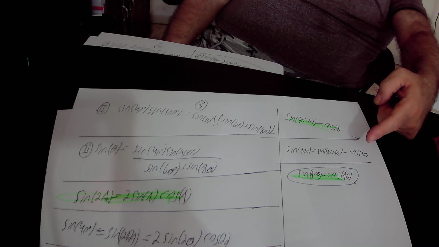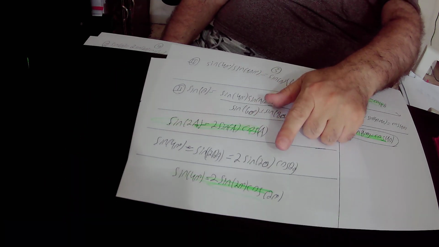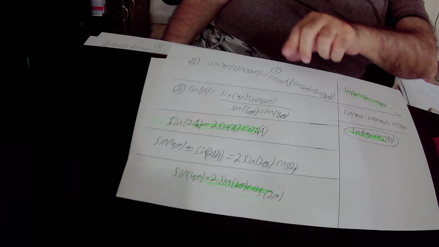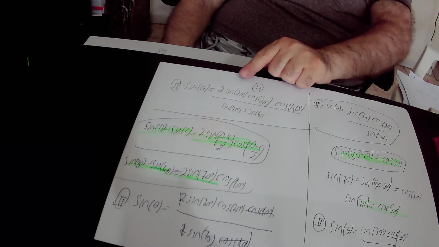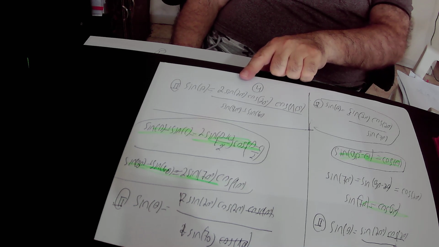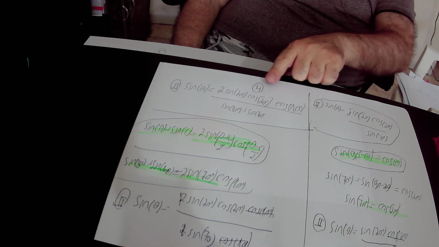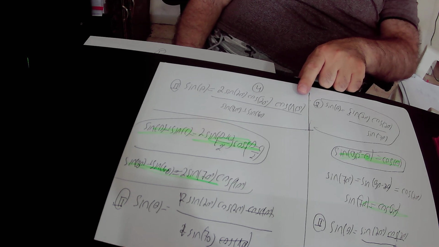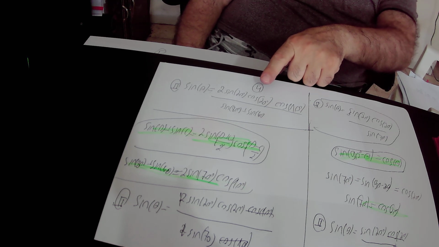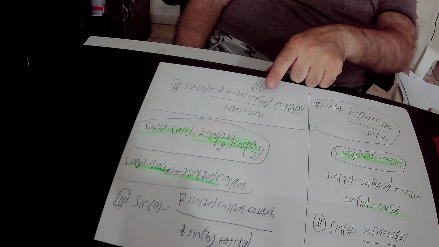Therefore, we can substitute sine 100 degrees in equation number 2 by cosine 10 degrees, and we can also substitute sine 40 degrees by 2 times sine 20 degrees times cosine 20 degrees. We did it, and we got that sine theta equals 2 times sine 20 degrees times cosine 20 degrees times cosine 10 degrees, all divided by sine 80 degrees plus sine 60 degrees.